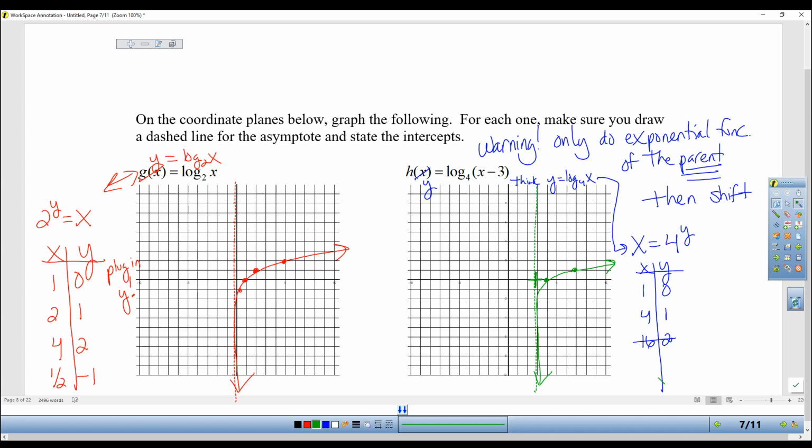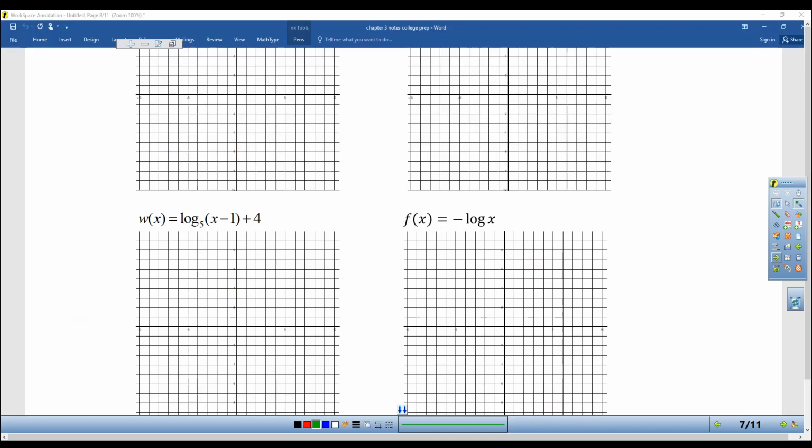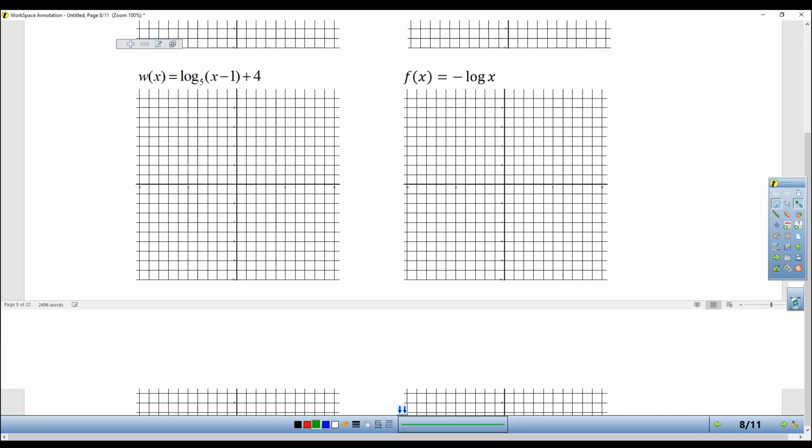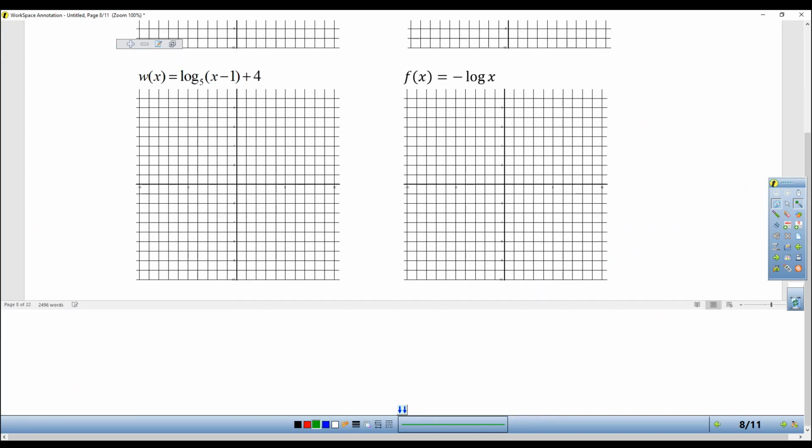So you could draw the original on there and then actually physically shift it, but it could start to make for a kind of messy graph. So personally, I just shift my whole origin. All right, we got 2 more graphs here.